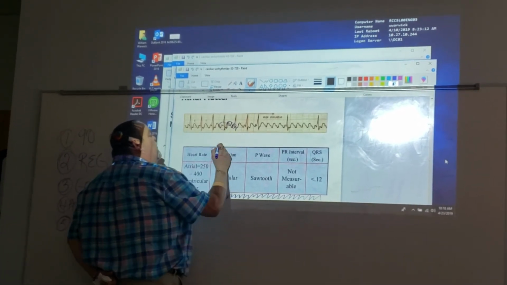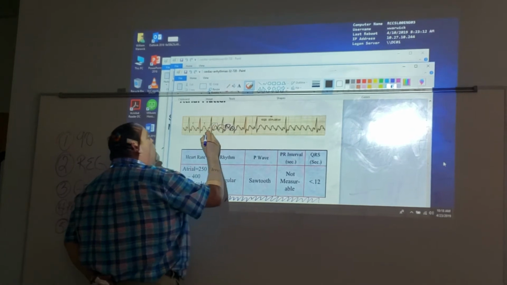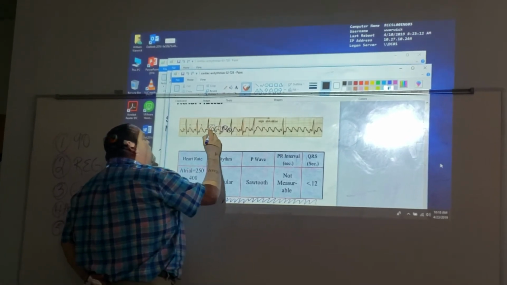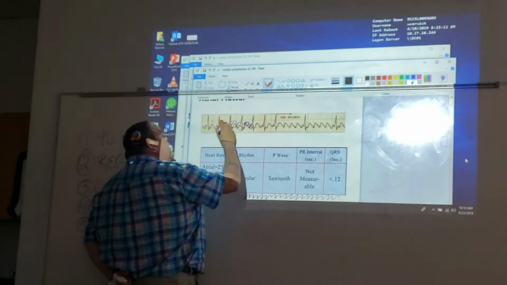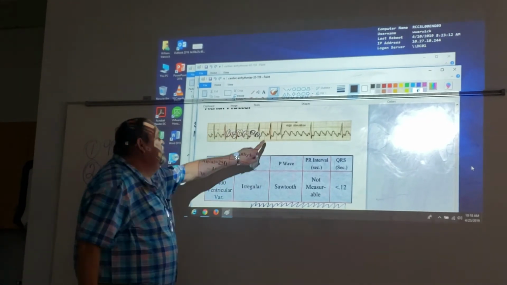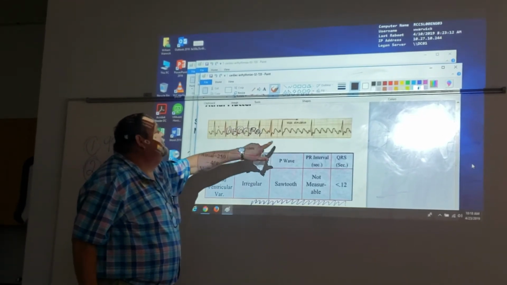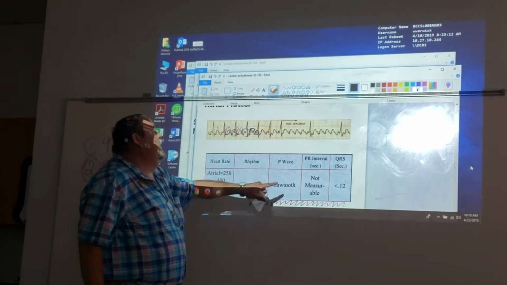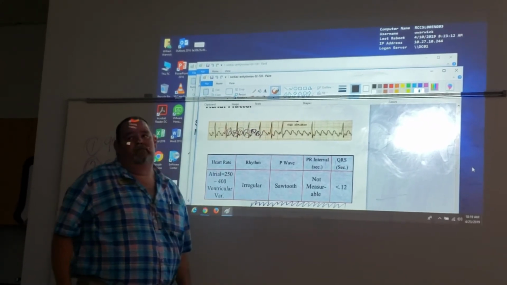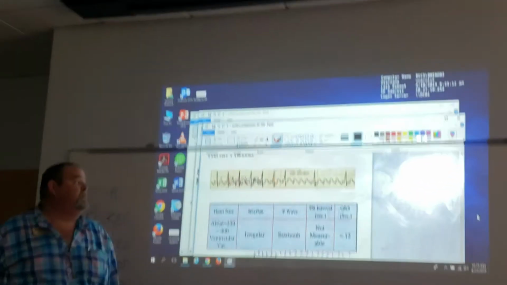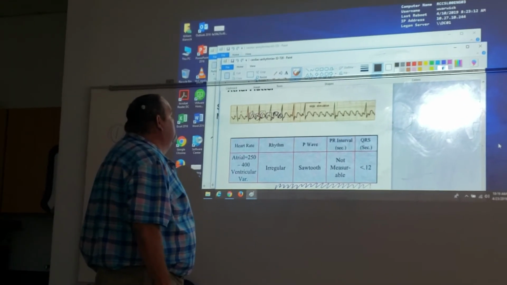That makes this one a P wave. This one a P wave. This one is a P wave. This one is a P wave. The reason this one is not so tall is because you got a QRS complex right in the middle of it. So the one to the right of the QRS complex, that's a P wave?